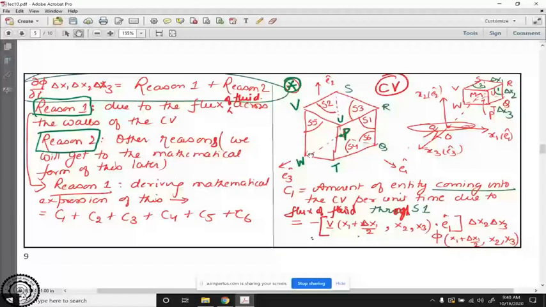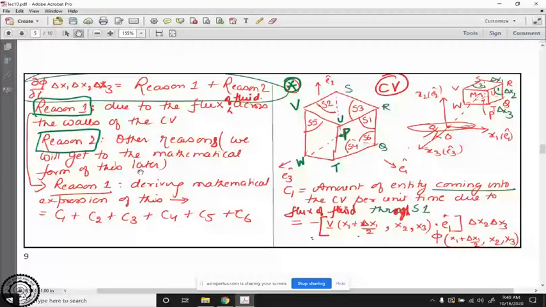So the reason why the amount of that entity contained within this control volume will change could be because of the flux of fluid across the walls of the control volume. So that flux-based reason or transporter-based reason, I'm calling reason 1. And then every reason that is not related to flux, there may be some other physics which may cause it to change. I am keeping a placeholder for that as reason 2. Okay, reason 2 is other reasons. We will get to the mathematical form of this later. Reason 1 is because of flux.